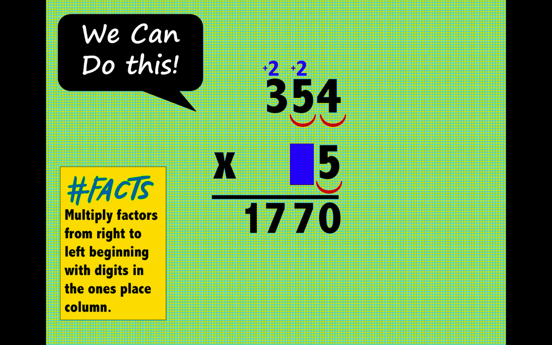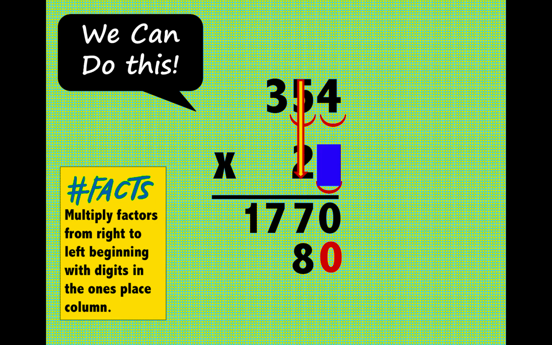Now it's time to multiply by the number in the tens place column. Drop a line, add a 0 for a placeholder. 4 times 2 is 8. 5 times 2 is 10. 0, regroup the 1. 3 times 2 equals 6, plus the 1 we carried, 7.